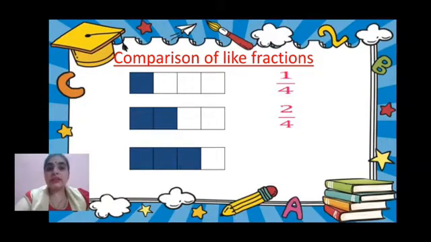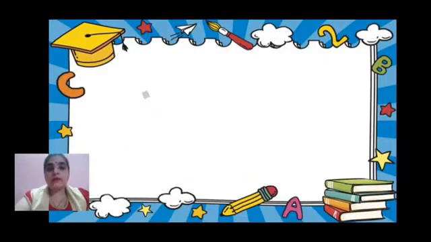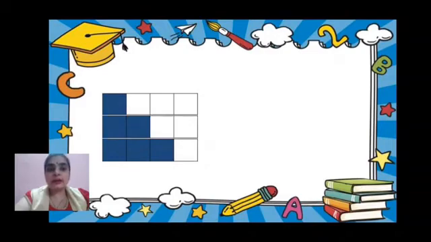Now I have taken the third figure. This is also the same in size and is also divided into 4 equal parts. In this I have colored 3 parts out of 4 parts, so this represents 3/4. Now I will keep these figures one below the other, so you can compare them easily by their shaded part.